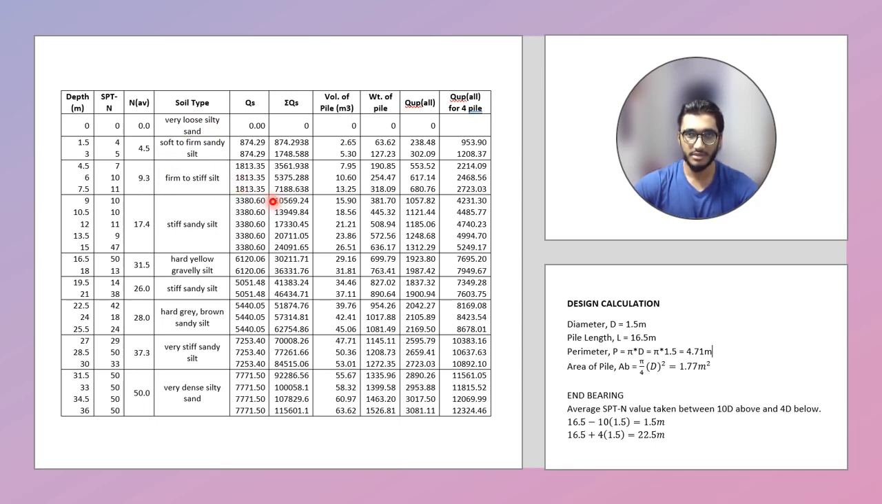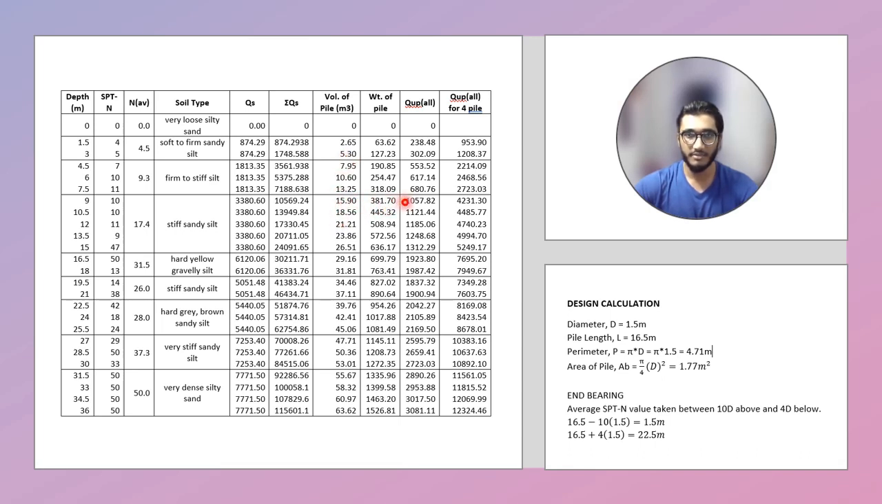QS is calculated using the formula 2.5 × N average × AS. 2.5 is the coefficient for silt, and for sand, the coefficient is 2. Next, we proceed to summing up all the QS values. After that, we calculate the volume of the pile with respect to depth, and multiply that value by the unit weight to get the weight of the pile.